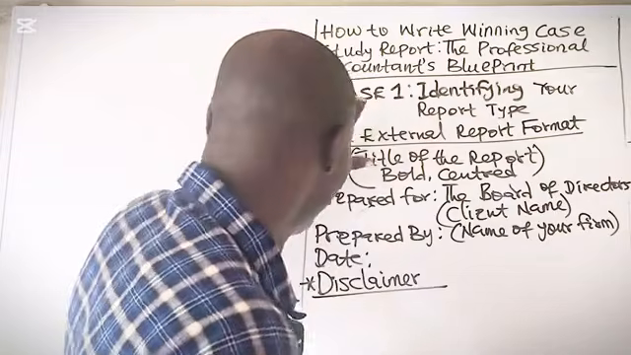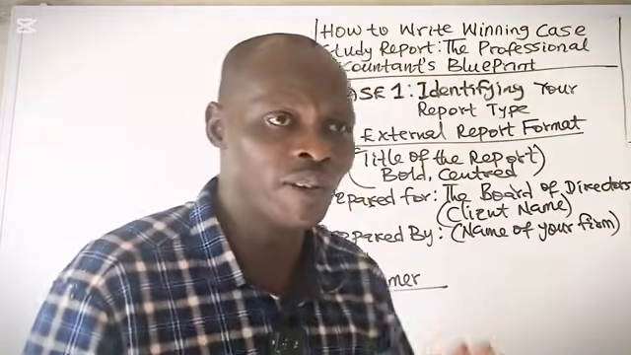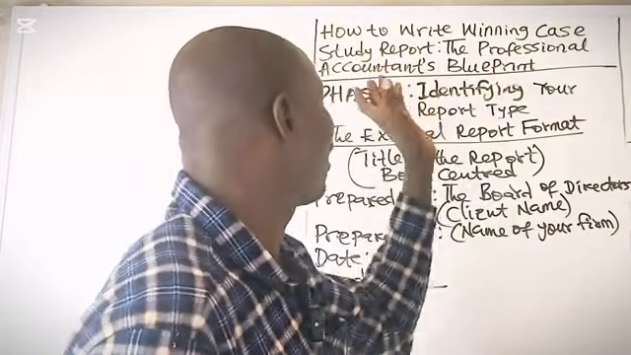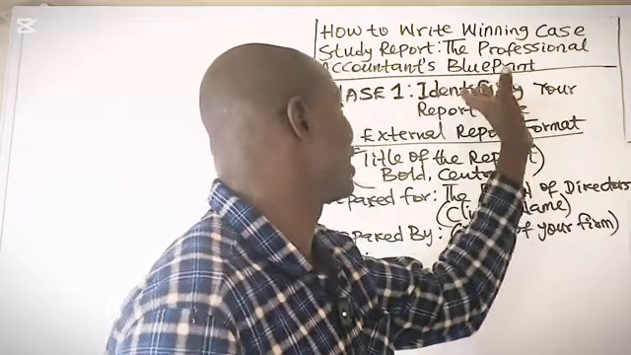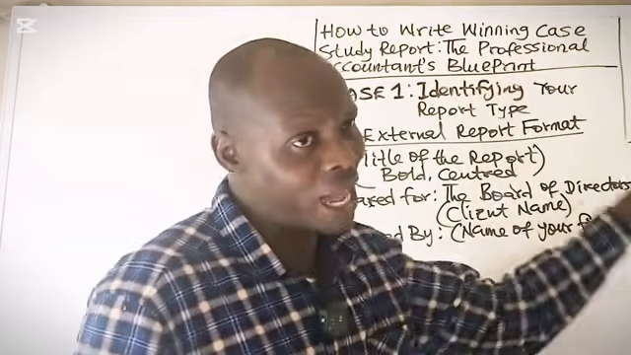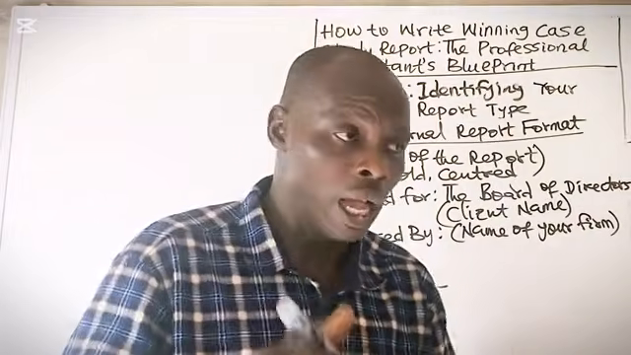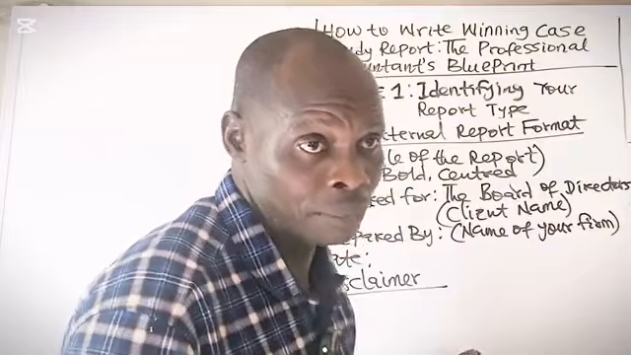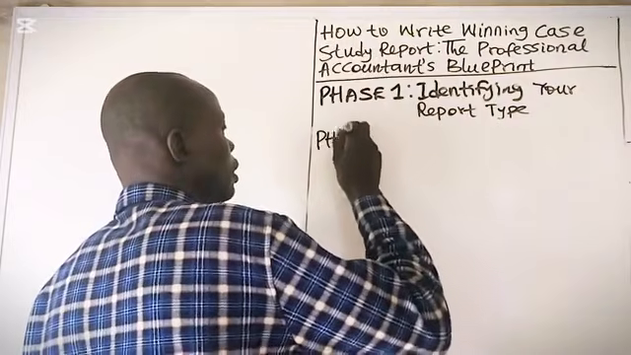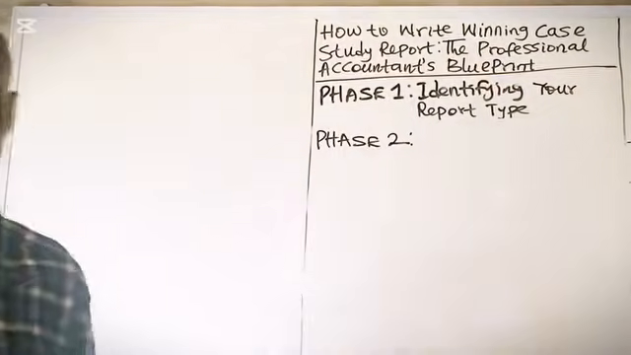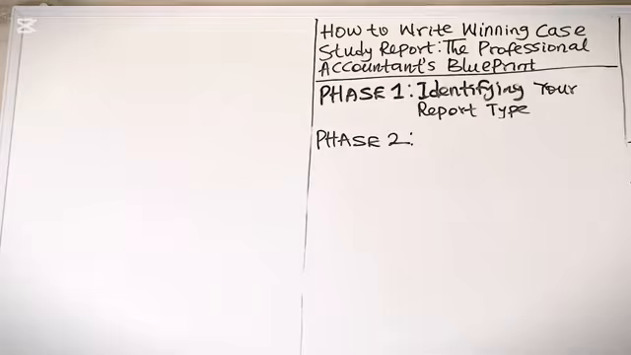That is phase 1 of report writing. I've told you that phase 1 of report writing involves identifying your report type, and this will dictate how the cover page will look. Phase 2 is for the executive summary.